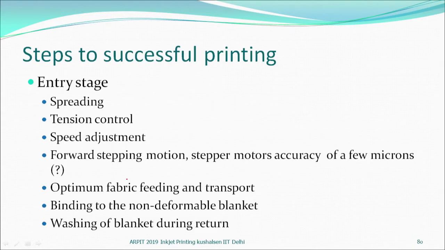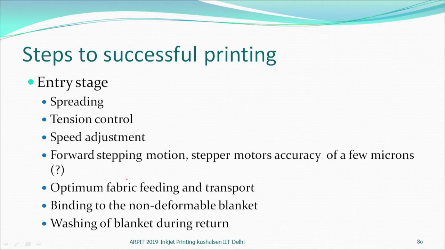So, for a successful printing, the fabric entry should be nice, the fabric should be properly spread, and tension should be maintained so the dimensions are controlled. Speed adjustments have to be done as per the required design of the machine and the print head. There is a forward stepping motion with an accuracy of a few microns. The fabric moves a few microns, stops, the print head prints, then moves a few microns, and therefore you are looking at a speed which is not necessarily the faster speed.